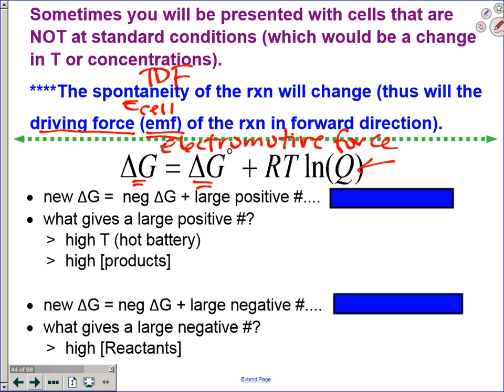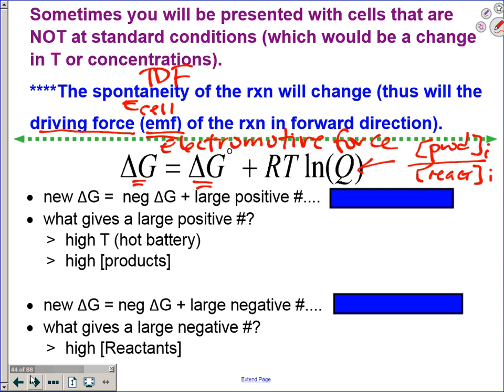Q is what? The reaction quotient, which is calculated how? Same as K, so whatever the product concentrations are initially, the I for initial, over reactant concentrations initial. So concentrations come into play. So that's what you guys said. Those non-standard conditions could then affect the spontaneity of the reaction.